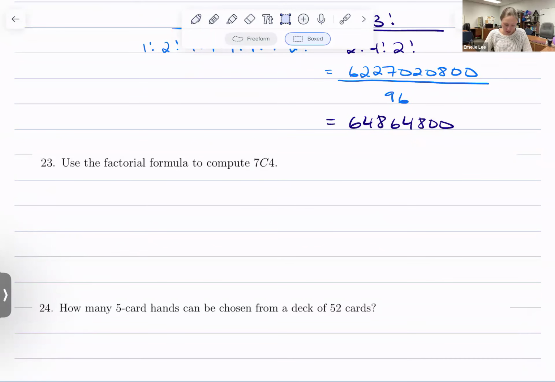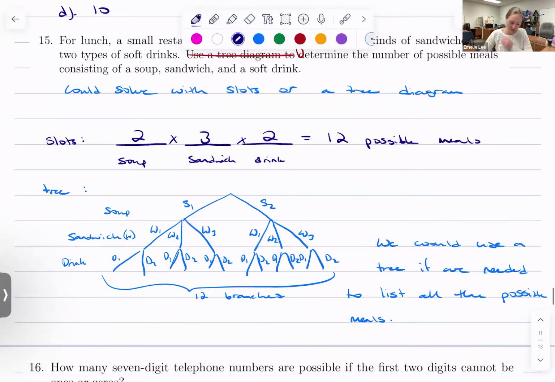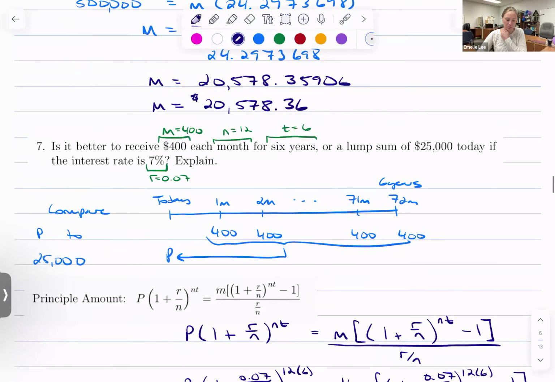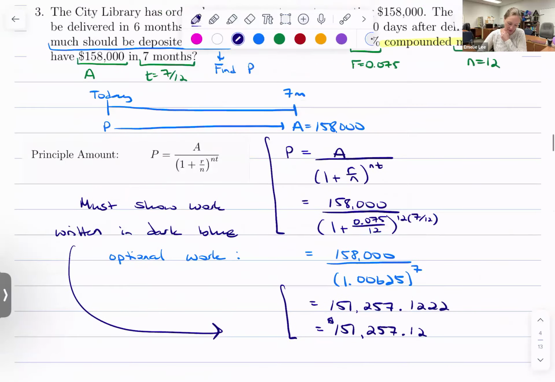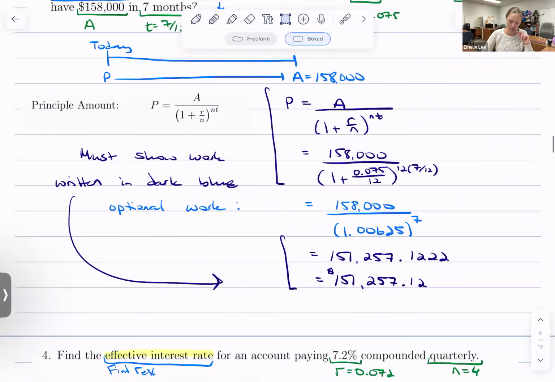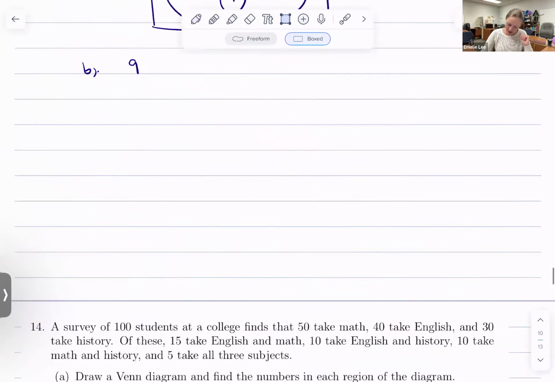Question 23. Use the factorial formula to compute 7C4. So 7 choose 4. Okay. Our formula sheet is way up here. Here. But it is on your formula sheet, so I'm just making sure that you know how to solve these.